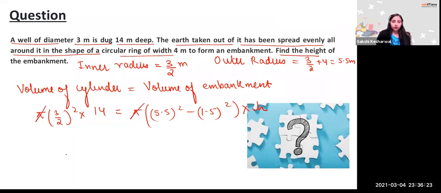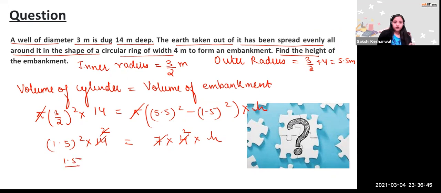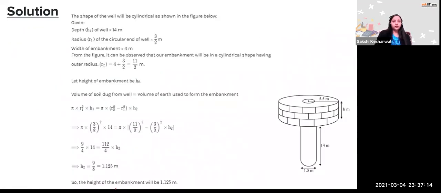You see that this and this cancel out, right? So it's going to be 1.5 square into 14 is equal to what? If you take a square minus b square, 5.5 plus 1.5 is equal to 7. If you subtract, this is going to be 4 into h, right? So you just do the cancellation. So it's like 1.5 by 2 into 1.5 into 2. So that's the h. So h is equal to 2.25 divided by 2. And then you just solve it out. So it's going to be 9 by 8, right or not? So 9 by 8 is equal to h. This is your answer, right? So write it down, beta.